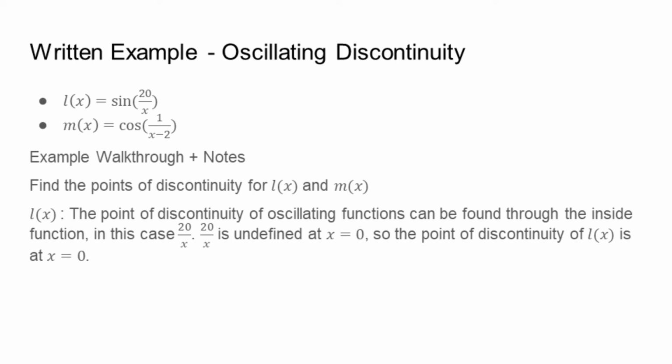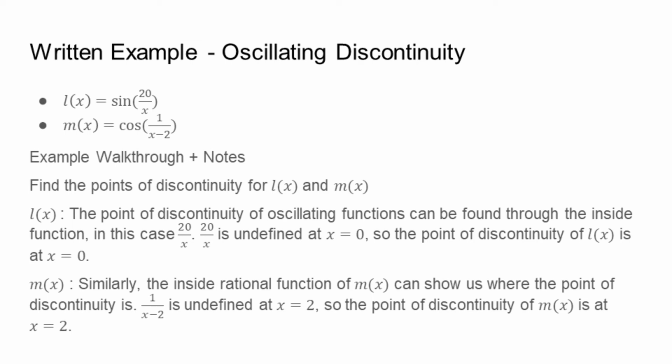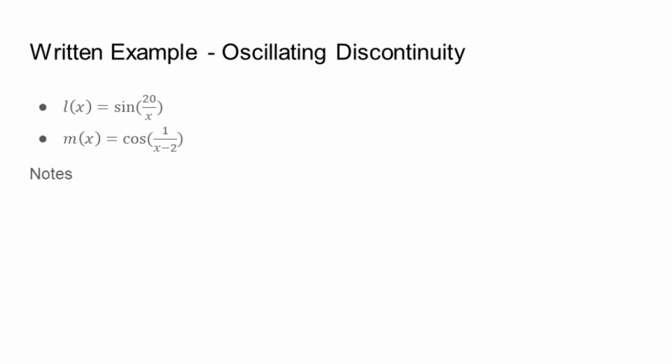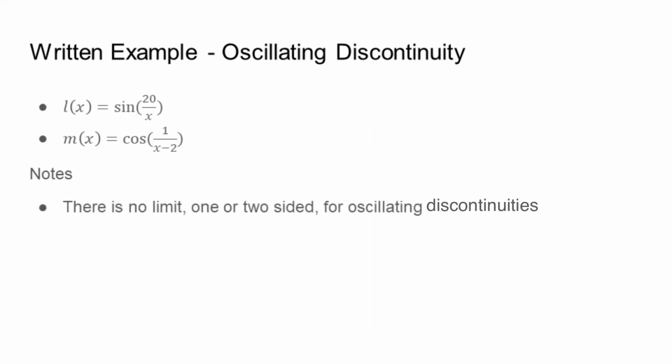So for M of x, similarly, the inside rational function of M of x can show us where the point of discontinuity is. 1/x minus 2 is undefined at x equals 2, so the point of discontinuity of M of x is at x equals 2. Notes for solving oscillating discontinuities. There is no limit, one or two-sided, for oscillating functions.